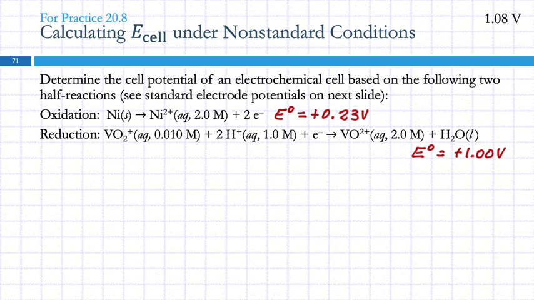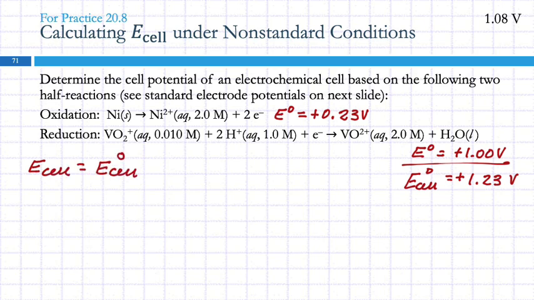So what's the standard cell potential for the overall reaction? We add them together. So we add those together, and standard cell potential then is 1.23 volts. But we want the cell potential. This is the standard cell potential. We're going to use the Nernst equation. So E cell is equal to E cell 0 minus 0.0592 over N log of Q.